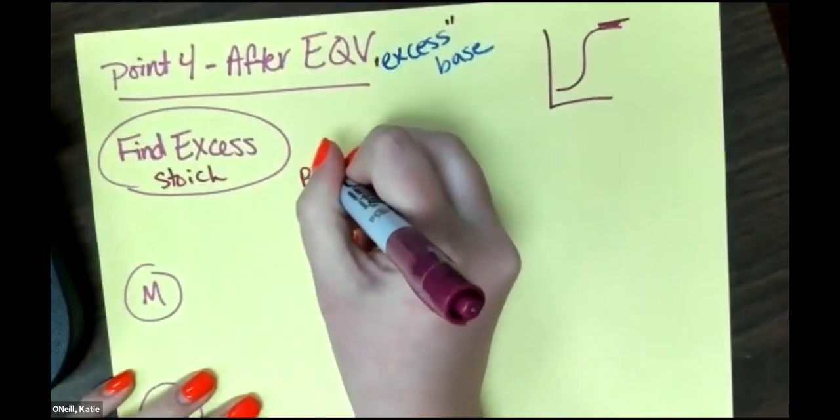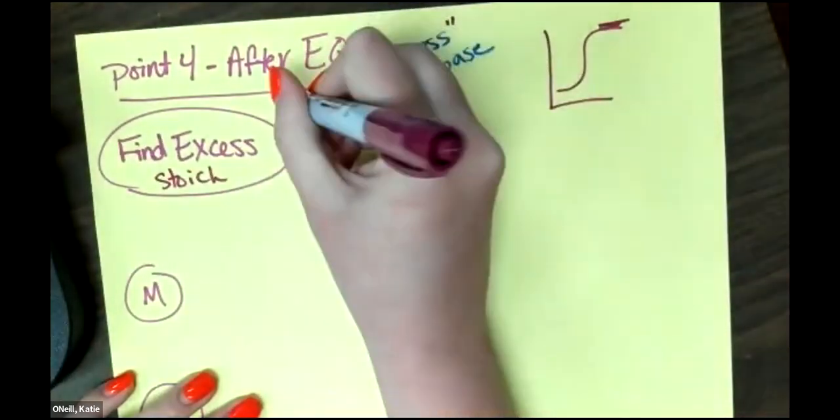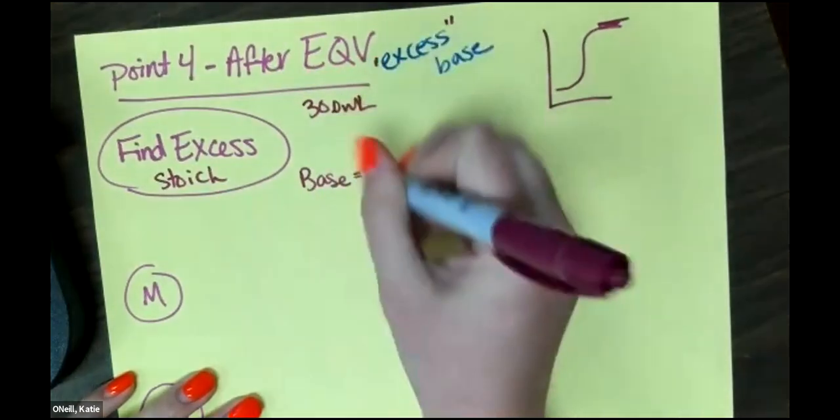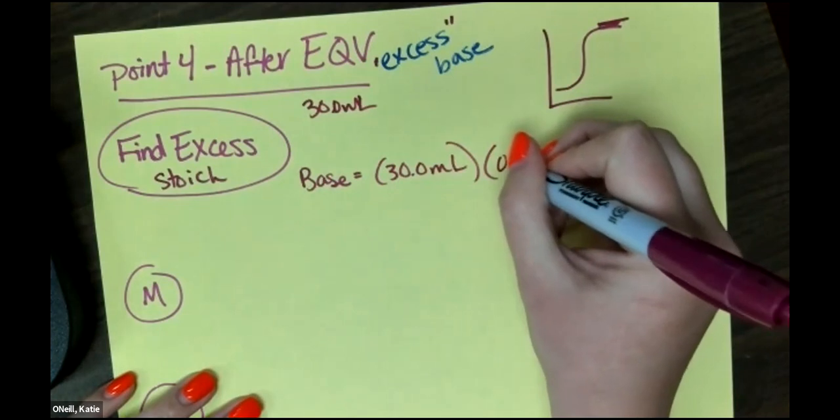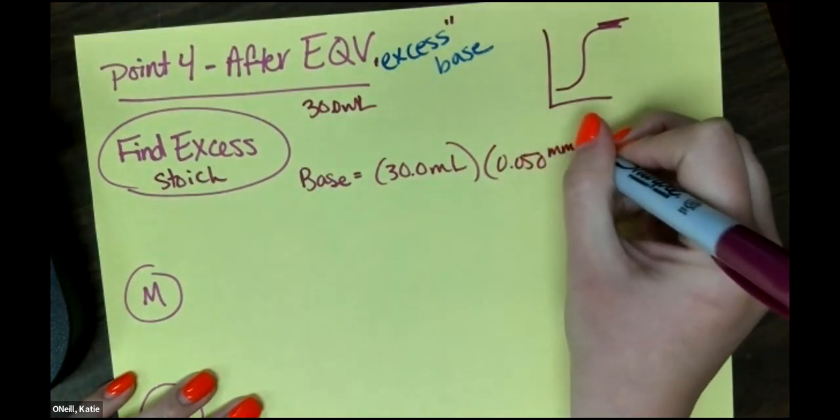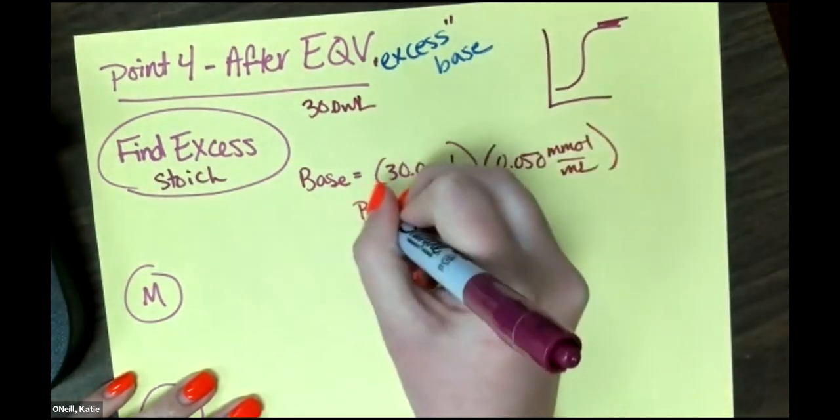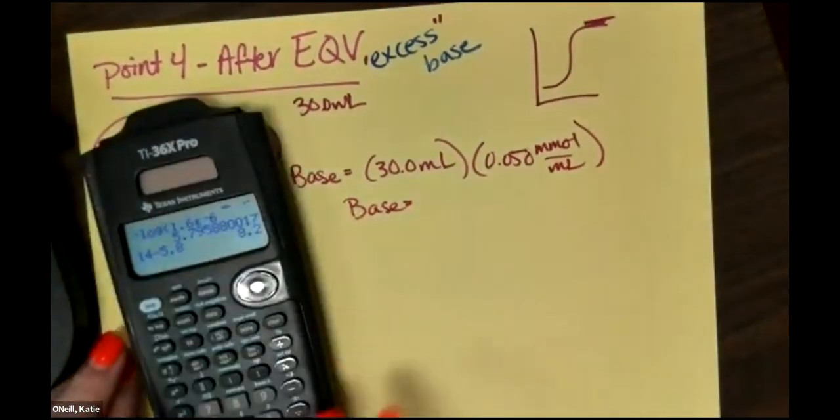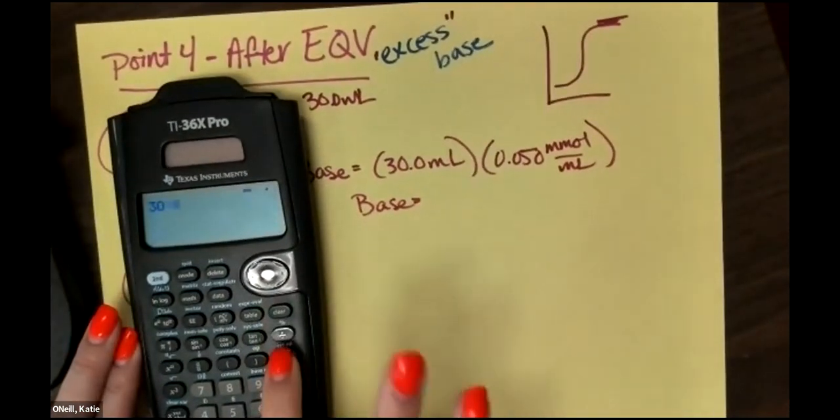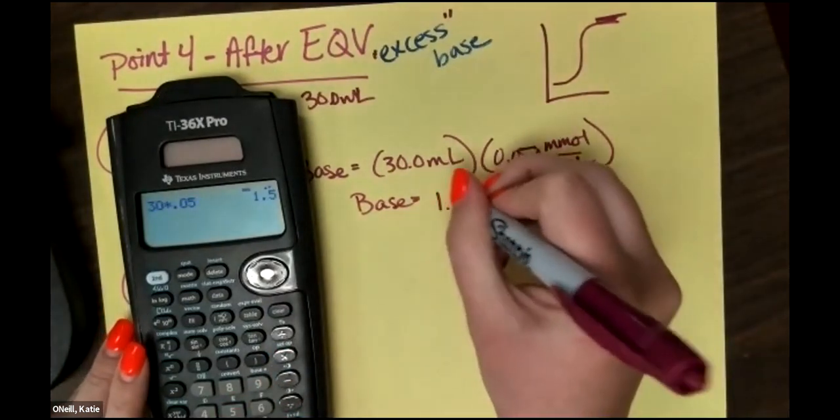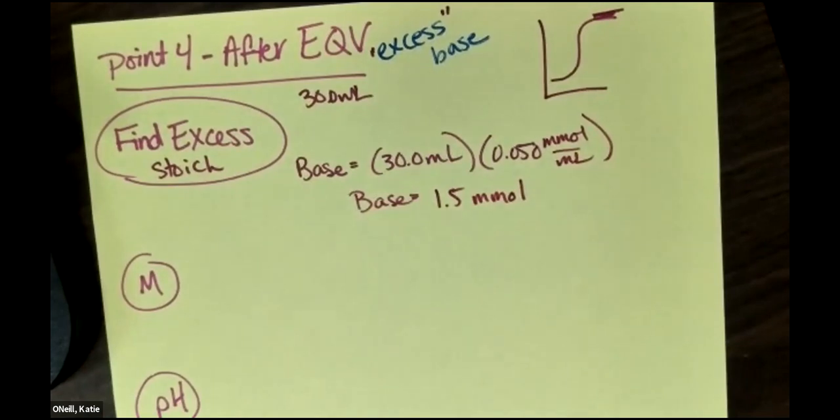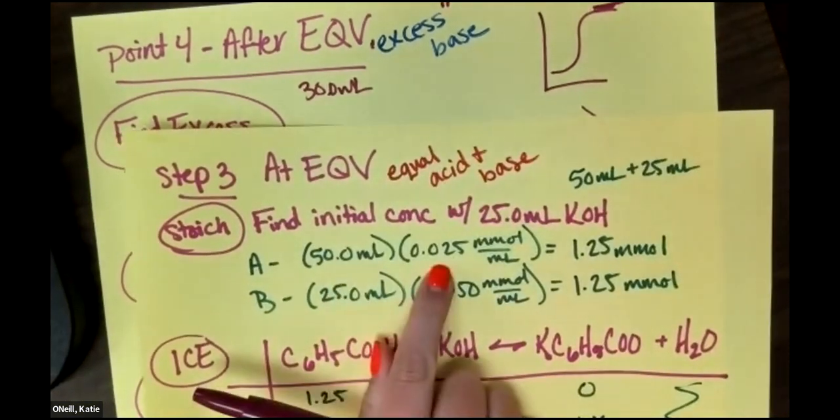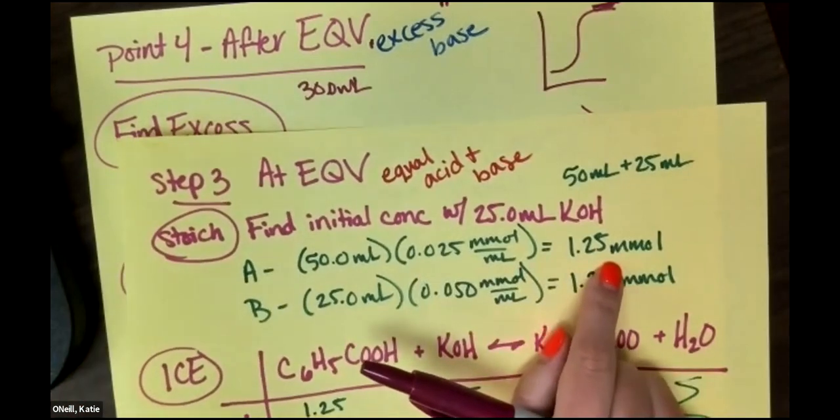So for the base, now I have a new volume of 30 milliliters. And the concentration of the base again is 0.05. So the base is 30 times 0.05, 1.5 millimoles. And the acid, which we've done several times now, let's see if I can find one real quick. The acid is still going to be 50 milliliters at a concentration of 0.025. So the acid, we have 1.25 millimoles.